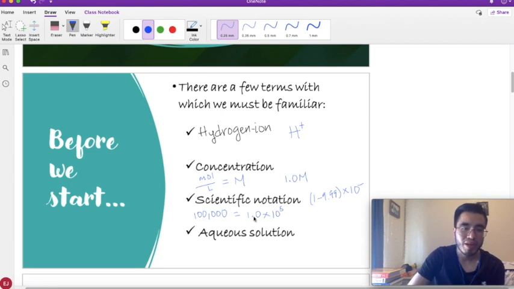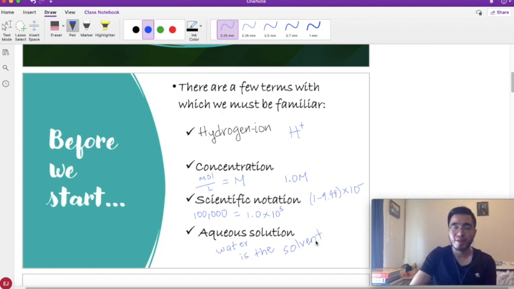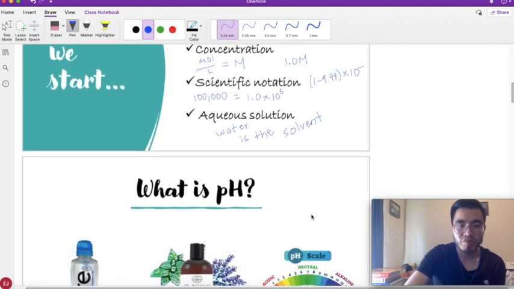Aqueous solution, just a solution where water is the solvent. So water is the solvent, pretty simple. And the solvent is the component present in the largest amount. Now we can move on.